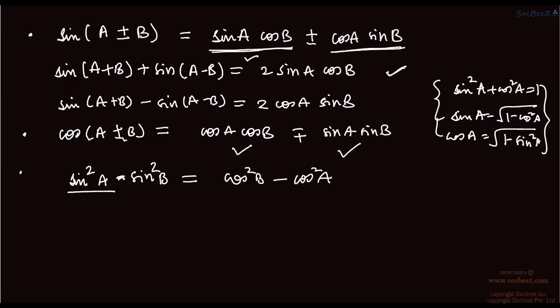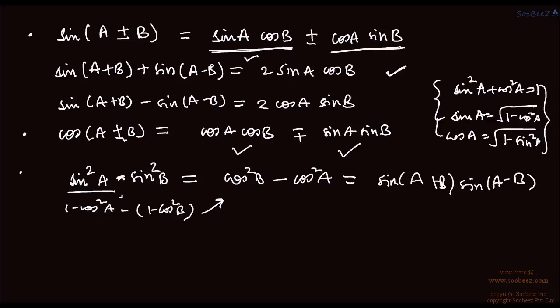Sine square A, I can write it as 1 minus cos square A, and minus 1 minus cos square B. So this will give you cos square B minus cos square A. Hence, this is also equal to sine of A plus B into sine of A minus B.